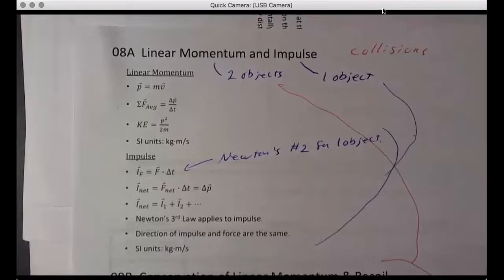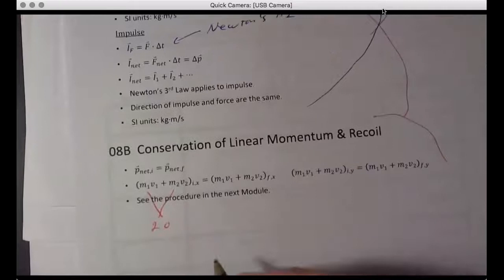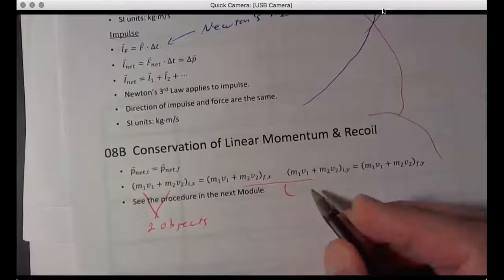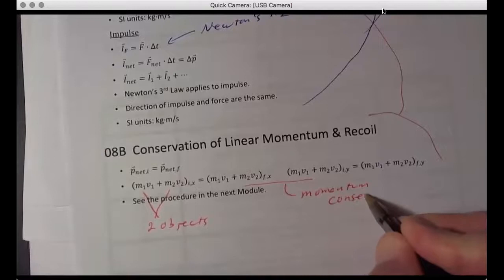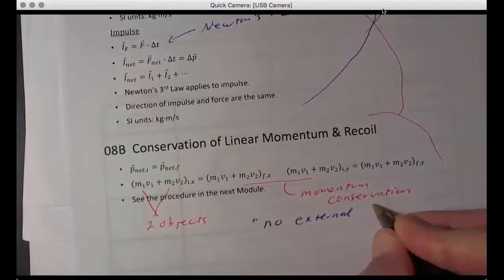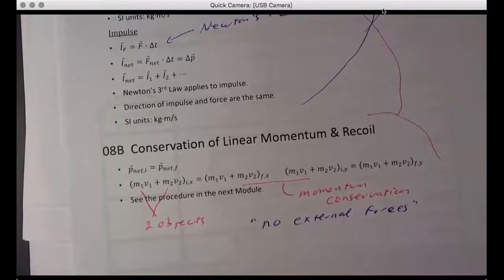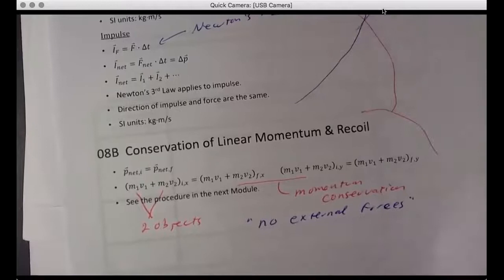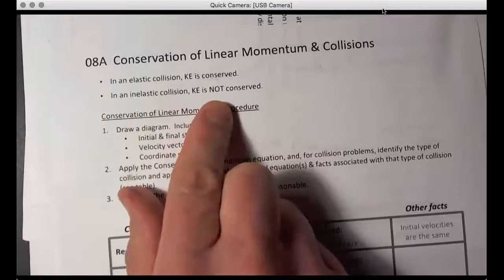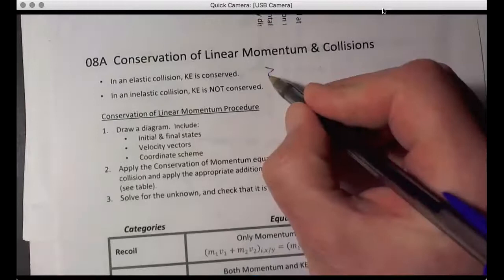So there are two objects. And you have the initial in x, final in x, initial in y, and final in y. These equations here are just momentum conservation. And it's true when you have no external forces. If you have external forces, it can change the momentum of your system. We will have many cases where that does not happen, and we'll say it's on a frictionless surface. There's some other reason to keep it that way. If you have elastic, KE is conserved. Inelastic, it's not. Both have momentum conserved if no external forces.